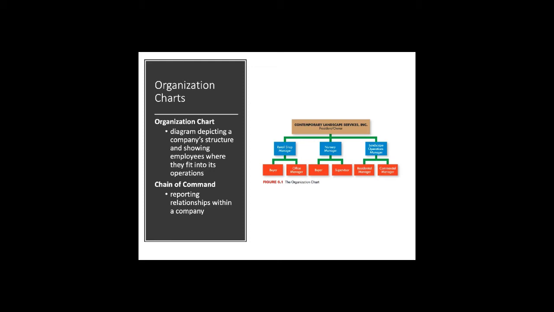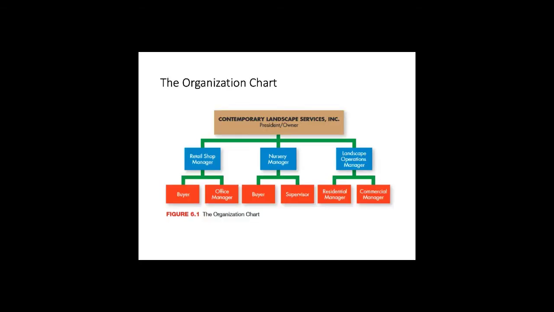So if you were hired as the buyer of the nursery department or the office manager of the retail shop, this diagram shows you very quickly and simply who you report to, and how your department relates to other departments in the company. As you see there, the second bullet point on the left shows you the reporting relationships within a company. It shows you who your boss is and, quite frankly, who your boss's boss is in this particular example. In fact, let's take a closer look at this org chart from the textbook, figure 6.1.